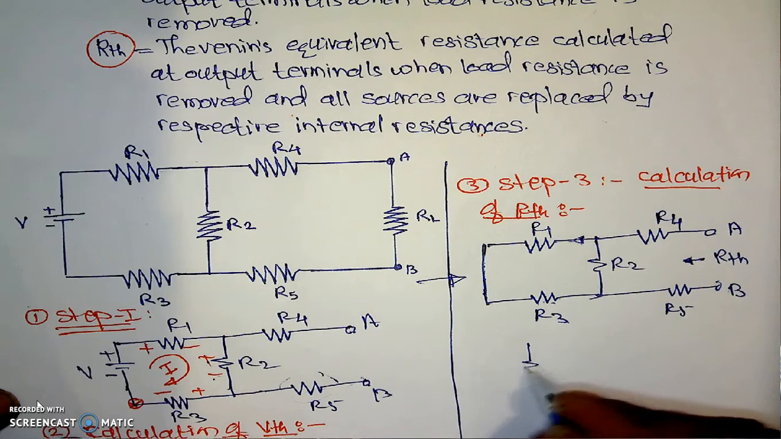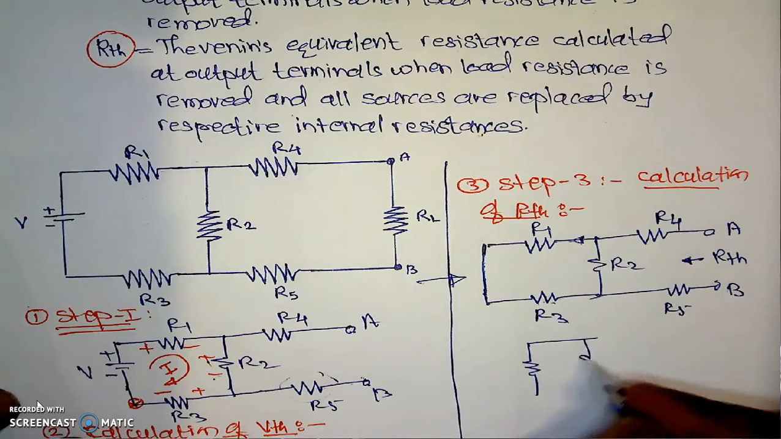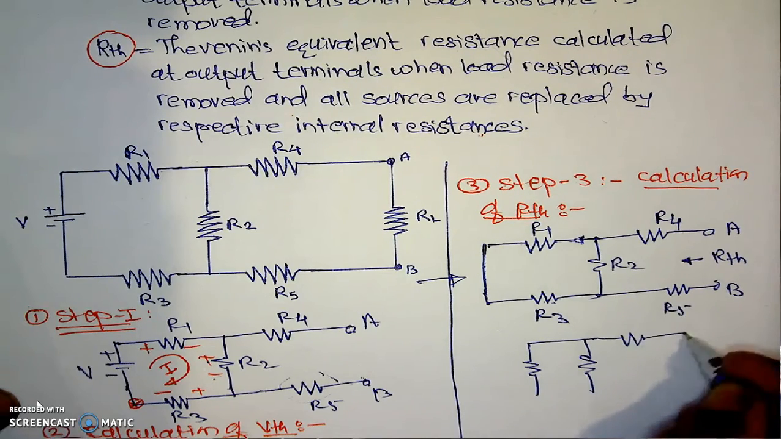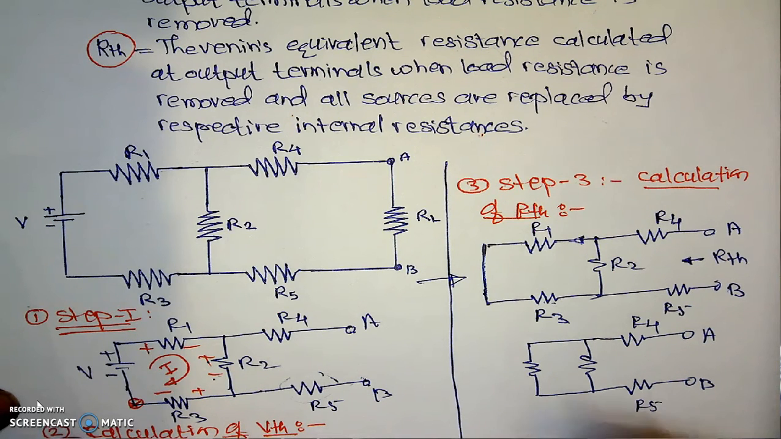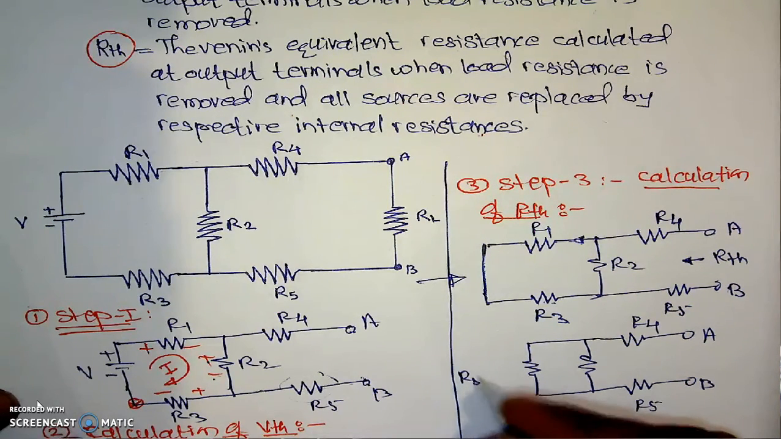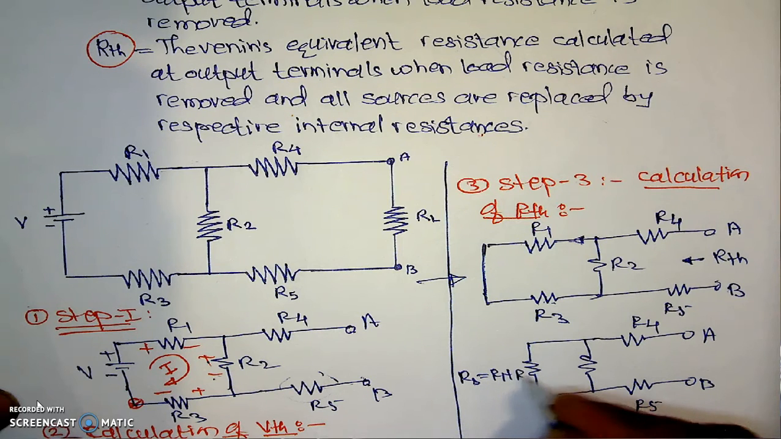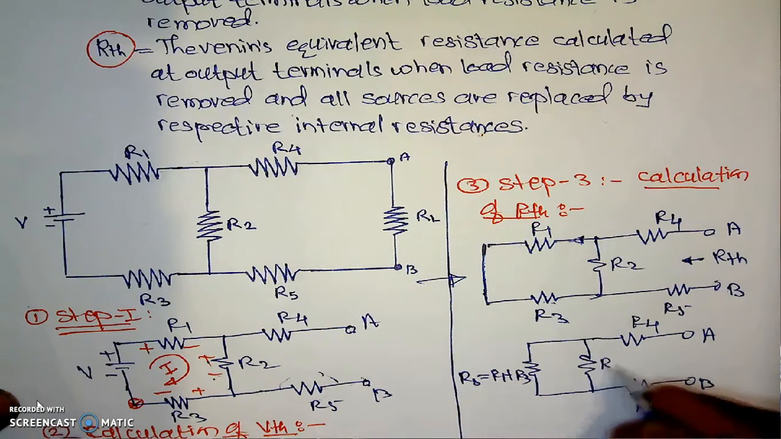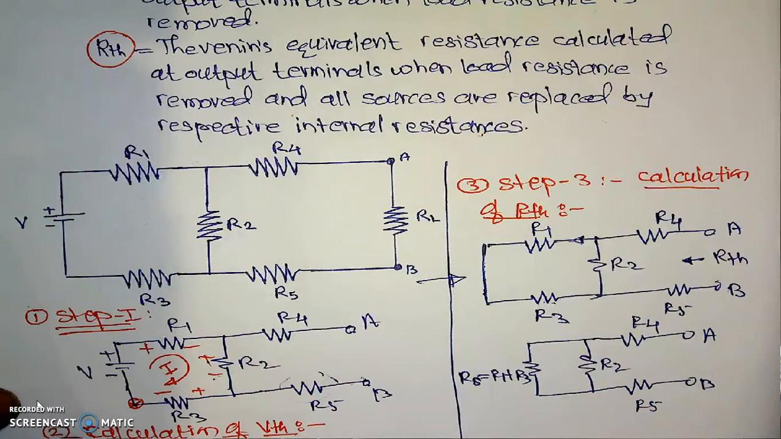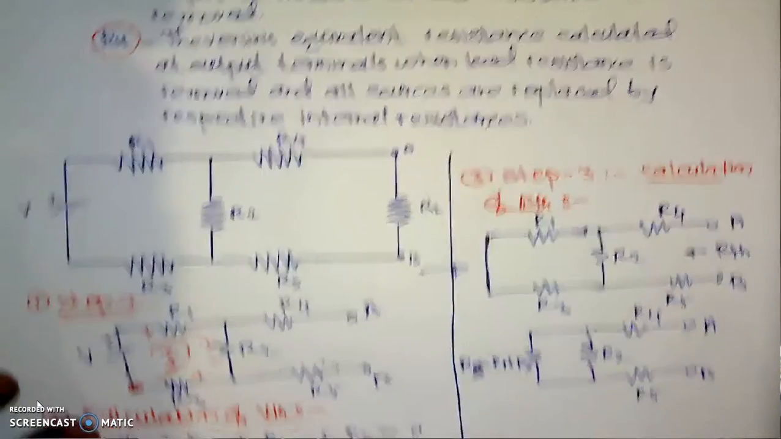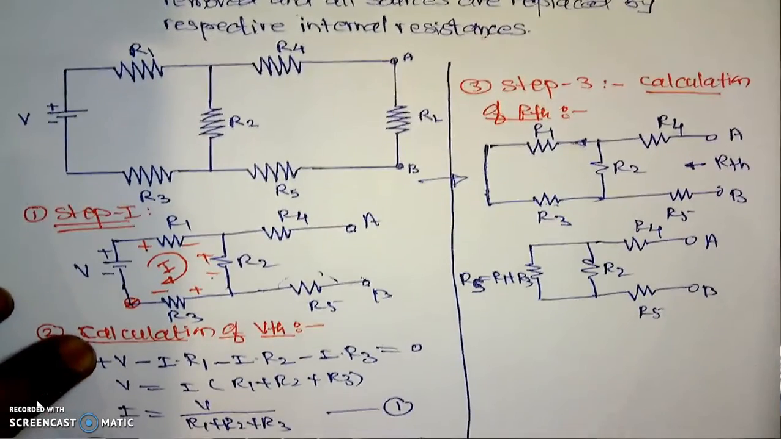Here its next figure will be something like this. Here is again A, this is B. Here it is R4. This will be R5. And here, I will call it RS, which is R1 plus R3. Here it is R2. This is RS, that is the series combination. We have to name it RS. Then again we are able to reduce the circuit further.